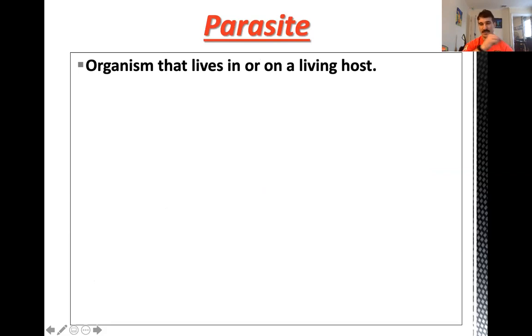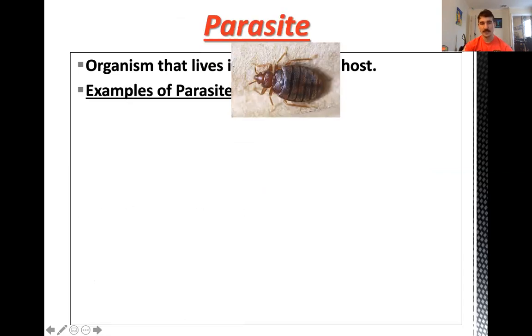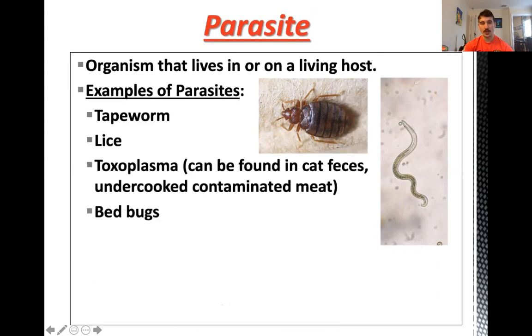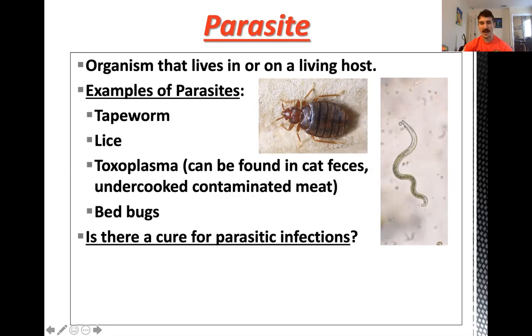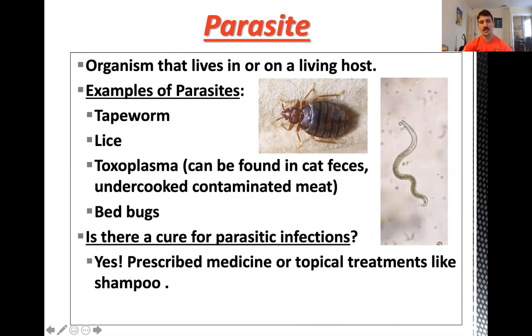So therefore, that parasite can go on the living host and take those nutrients away. Examples would be bugs, a tapeworm, lice, bed bugs, mosquitoes. These are parasites. Pretty much they come in like a mosquito. It wants your blood. It takes your nutrients from your blood, and then that's how it survives. All right. With that being said, is there a cure for parasitic infections? Of course. There's a prescribed medication, topical creams or gels, or a shampoo for lice, and it'll eliminate those parasites.